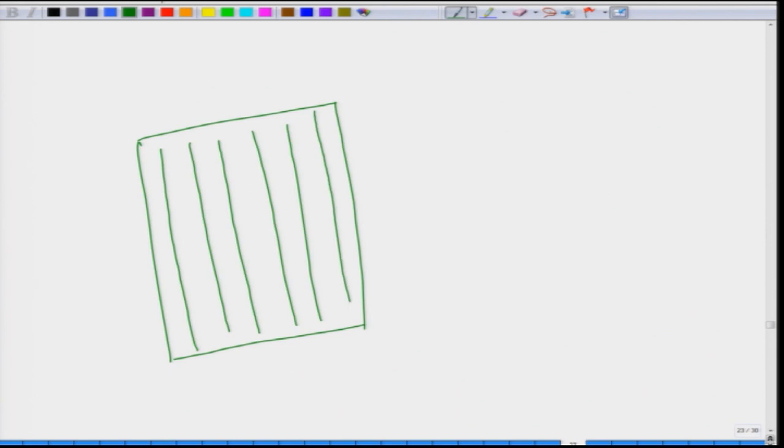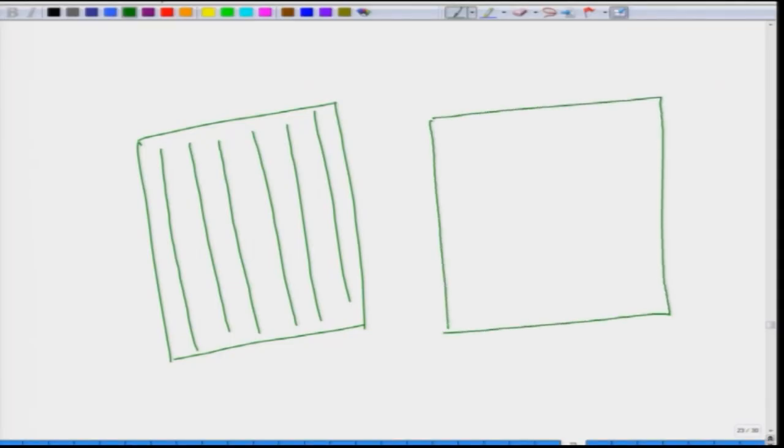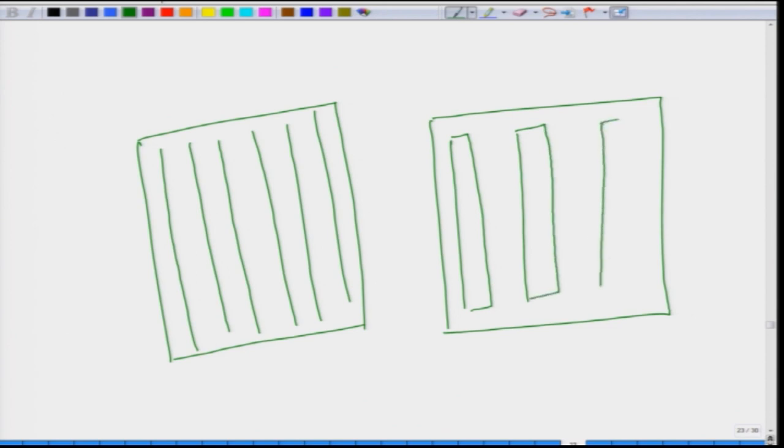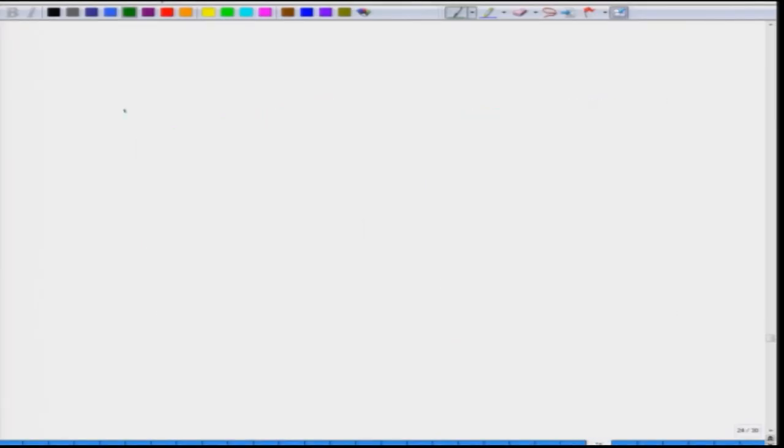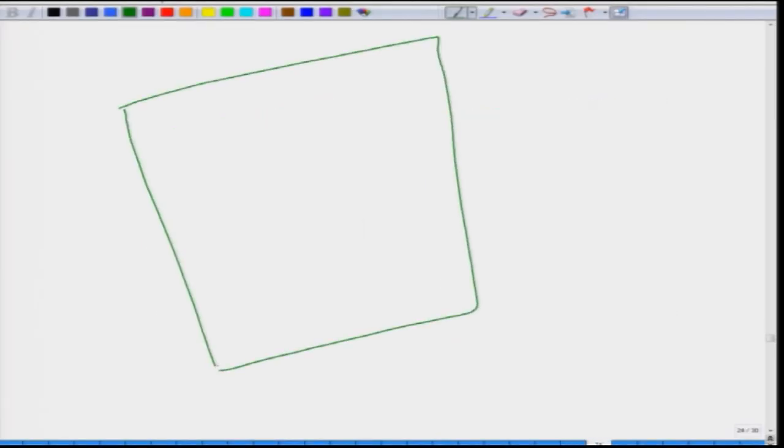So, you make a groove and then you put your seeds inside that groove on the soil, or you can go for strip planting, in which case you will create strips and then you will put your seeds in these strips. Or you can go for patch sowing. In the case of patch sowing, you will have this whole area, but you are doing your sowing only in a small patch. So, these are the different options that are available with you.